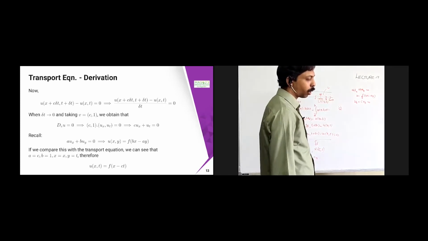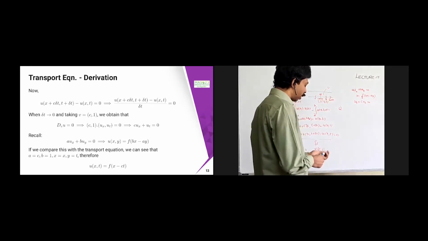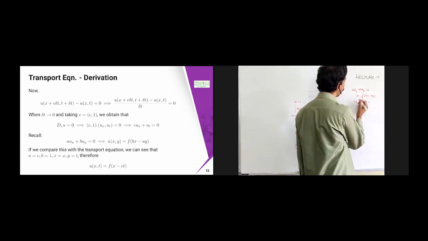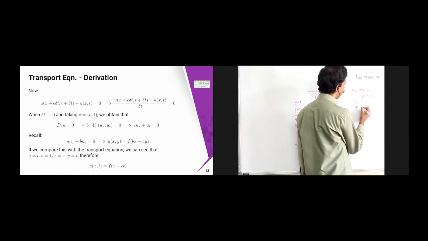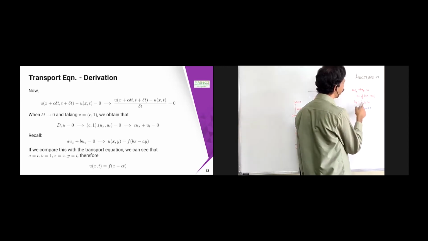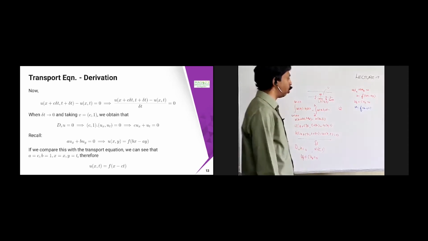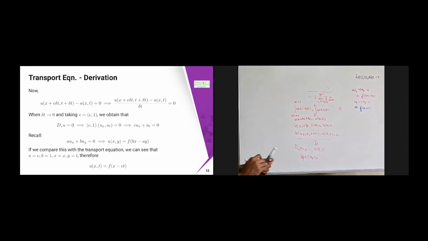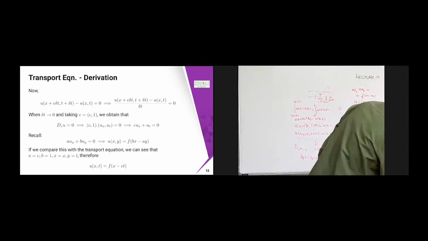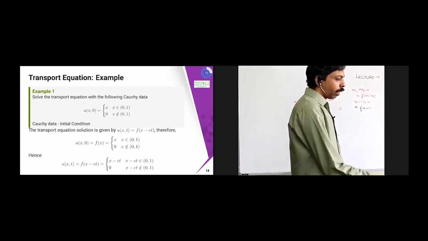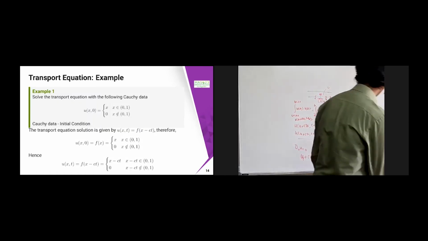This is nothing but the transport equation. Therefore, you can see here the solution you can easily find out. You can verify this one: u is going to become f of x minus ct, because a is 1 here and b is c here. So u equals f of x minus ct is going to be the solution for this problem.